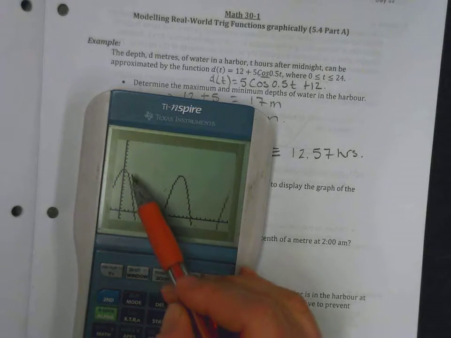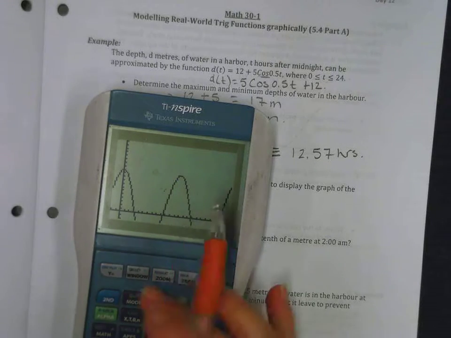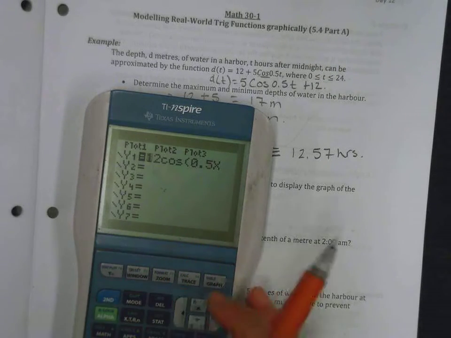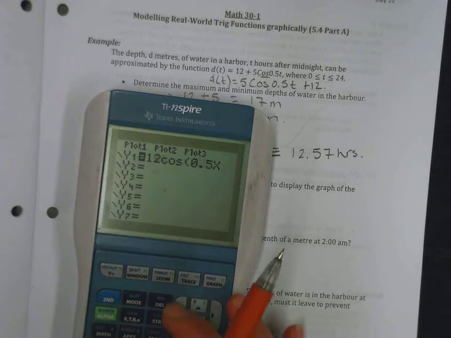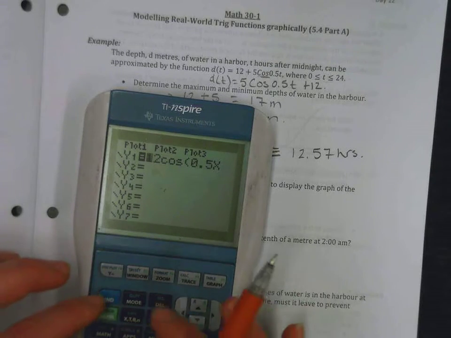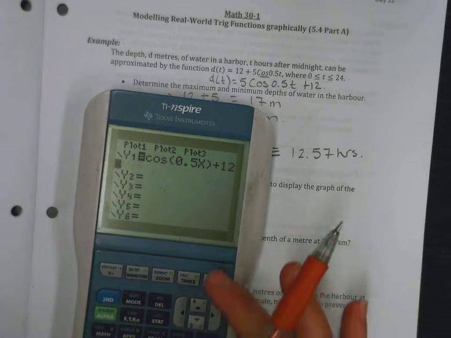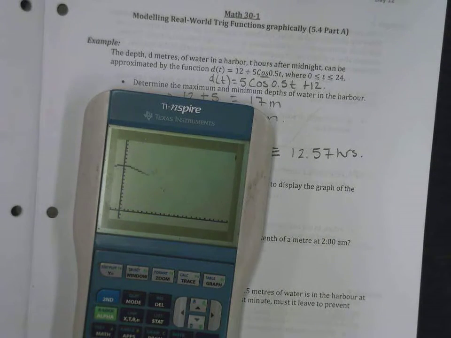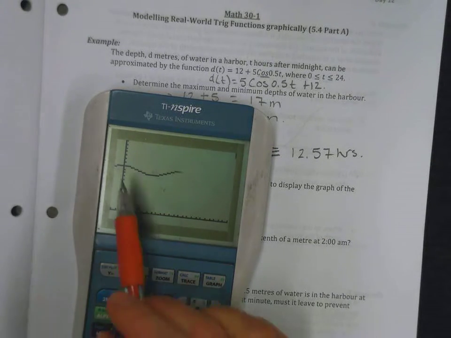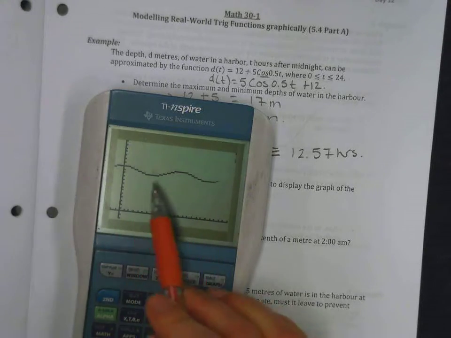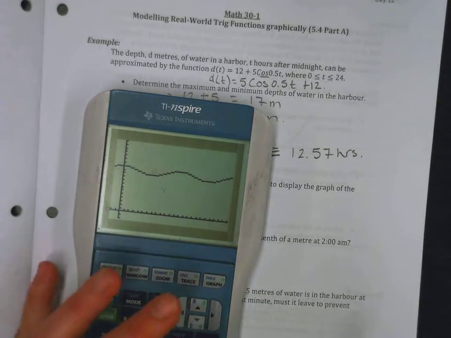Okay, so it looks like the graph is actually dipping below. And I just wrote this, graphed this wrong. Okay, so it looks like right here is our sinusoidal wave. That looks a little bit better.